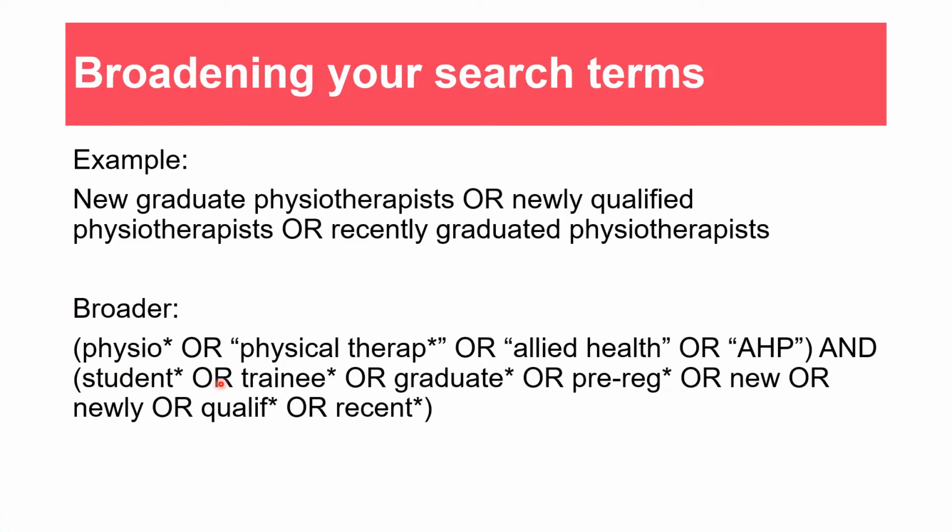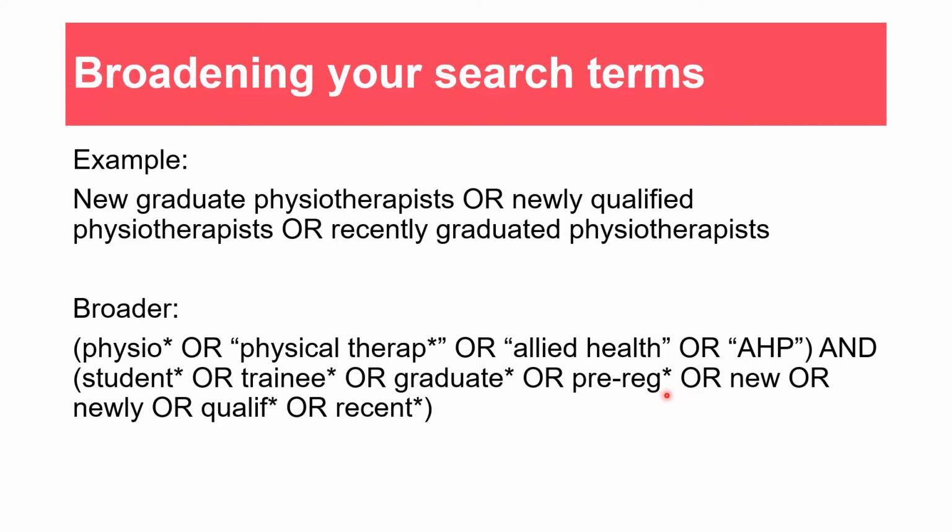So you'll see here I've got physio, I've got physical therapy with the truncation mark, and then broader terms, allied health or AHP. So this will give me a greater set of results to work with. And then combine those terms with the terms that mean newly graduated or recent graduate. Or maybe go broader still and also include students and trainees in case they are also experiencing entering the labour market.